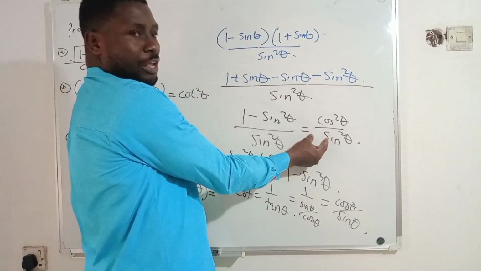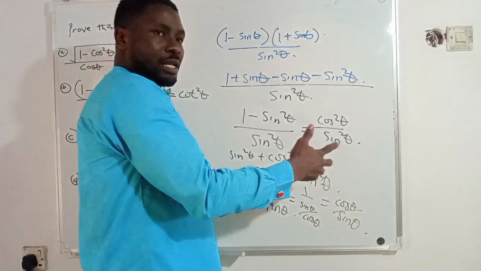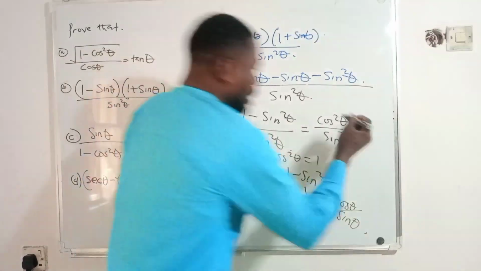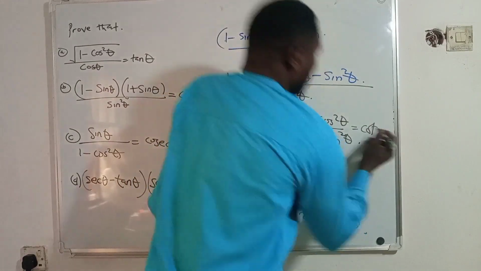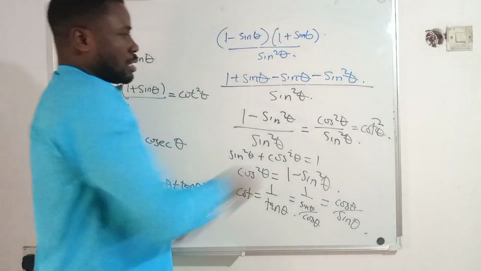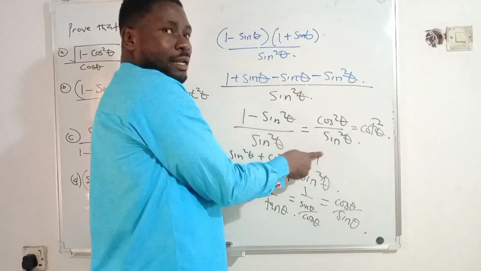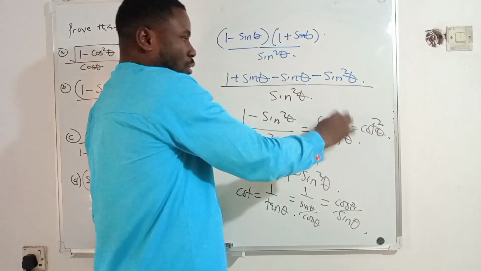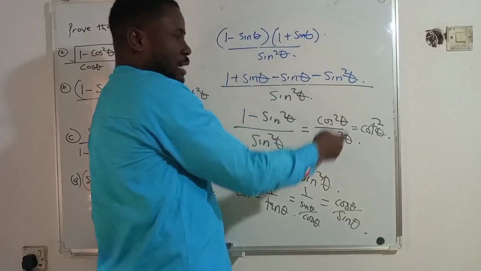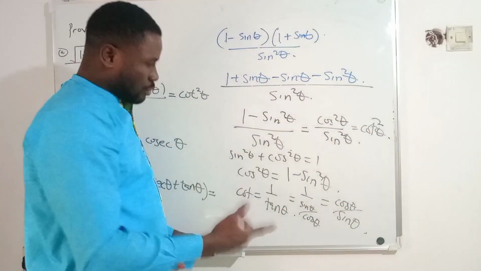And what are we seeing here? You see that cos theta all over sine theta, the only thing is that it is being squared. And so this is the same thing as cot square theta, because cos all over sine is cot. Because the cos is squared and the sine is squared, the cot has to be squared. Please take note.